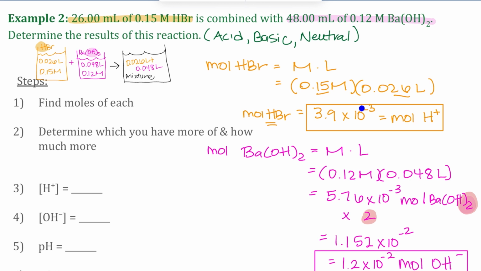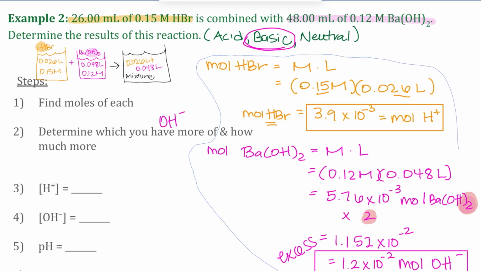Since this has a higher exponent, that means we have excess OH, meaning this is going to result in a basic solution. So we figured out which we have more of: we have more OH ions. Now let's look at how much excess we actually have. We know we have more OH, so let's find the value of how much.